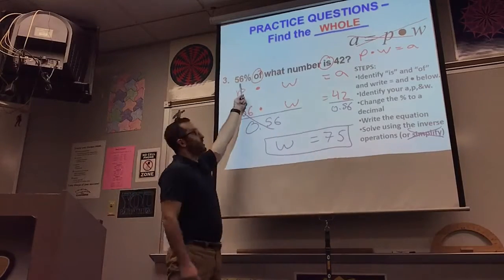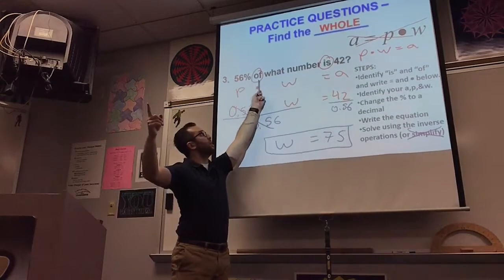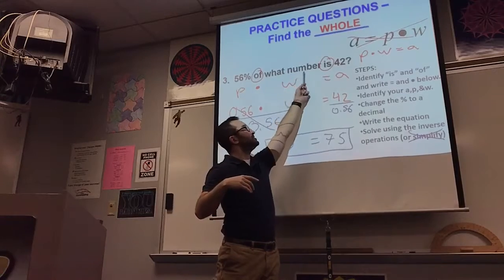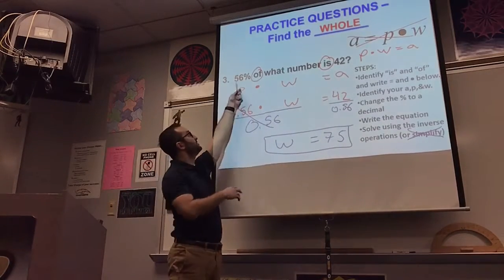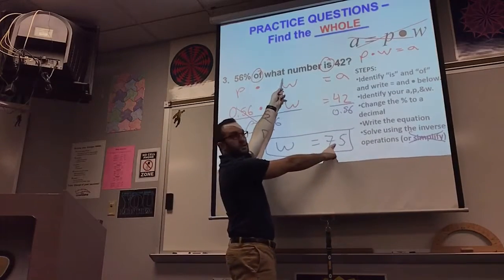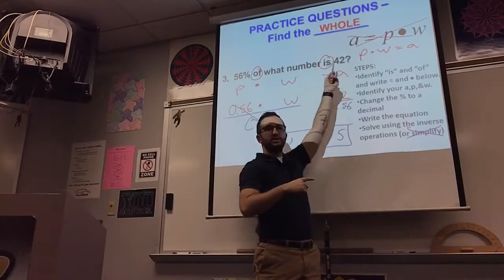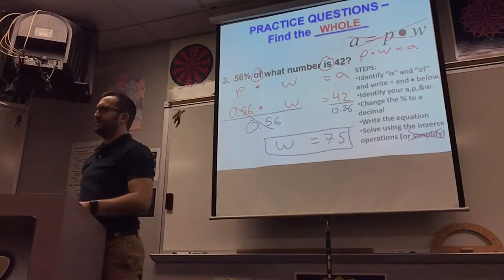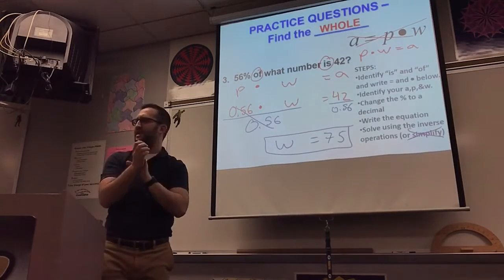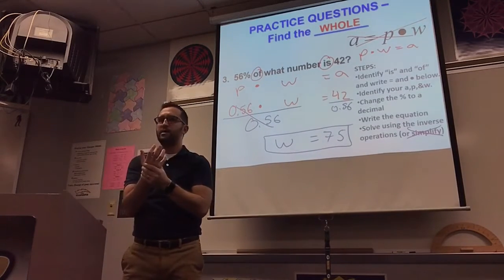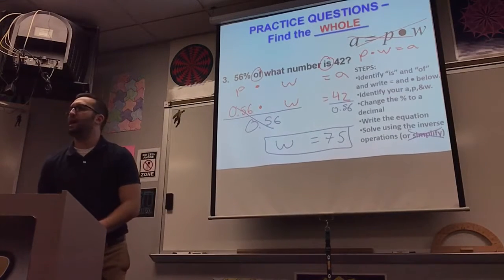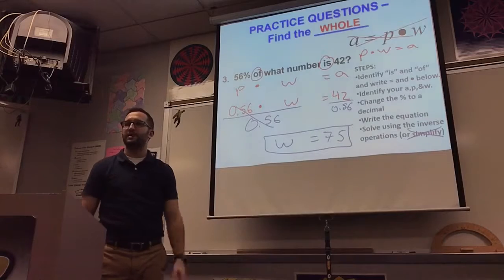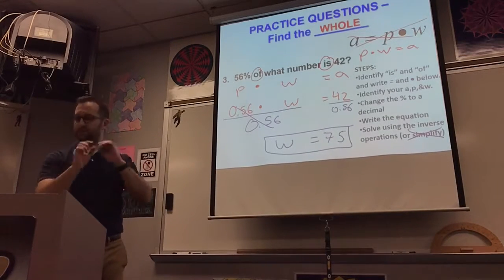Ready? 56% of 75 is 42. Let's try it together. Ready, set, go. 56% of 75 is 42. Does that make sense? 56%, so a little bit more than half of 75 is 42, right? Cool. So you see how pow or a pow, it doesn't really matter. It's just a different structure.